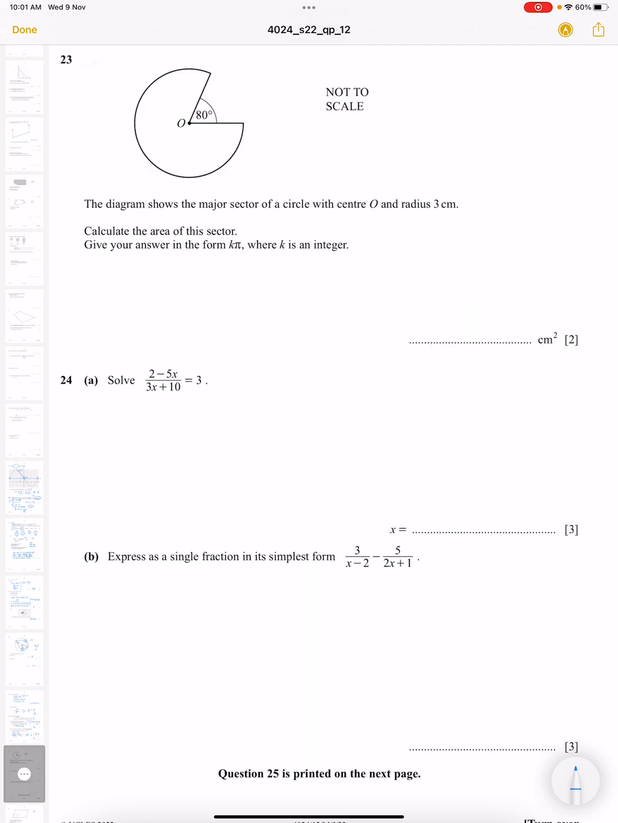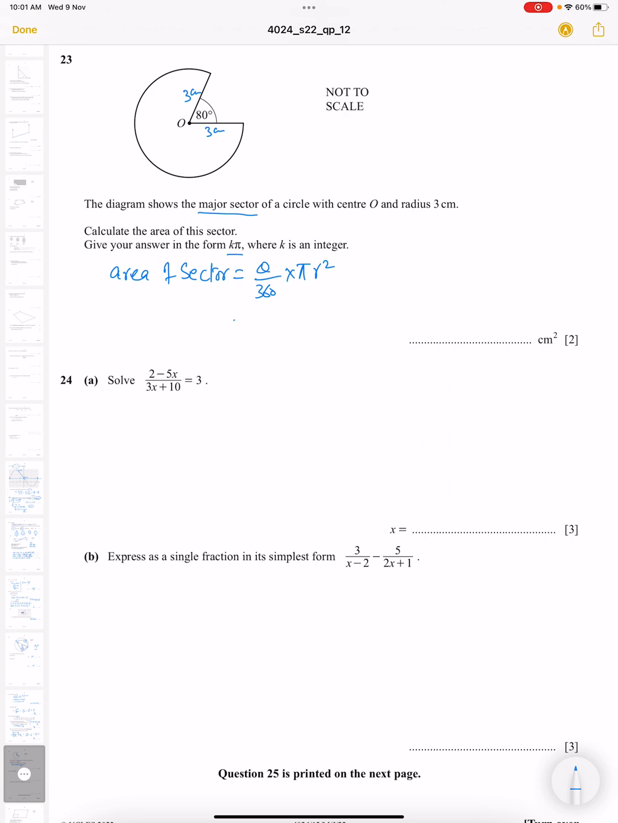Okay, the next question. The diagram shows the major sector of a circle with center O and radius 3 centimeter. The radius is 3 centimeter here. Calculate the area of this sector. So you have to calculate the area of the major sector. Give your answer in the form of k pi. The formula to calculate area of sector is theta over 360 multiplied by pi r squared.